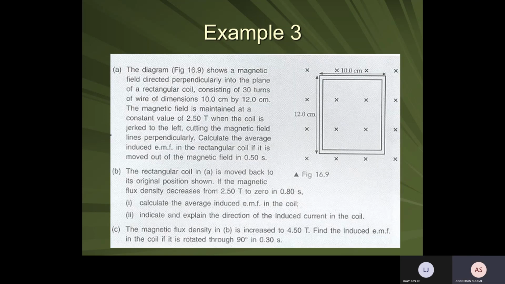B2: indicate and explain the direction of the induced current in the coil. One minute for you. Let me check how many of you can get the answer. Tell me for B2, does the current flow clockwise or anti-clockwise? Use Lenz's law. See how many of you got clockwise and how many anti-clockwise. The 2.5 Tesla becomes 0.